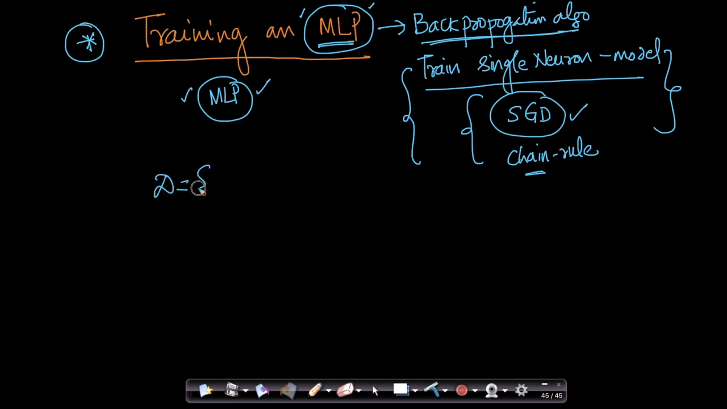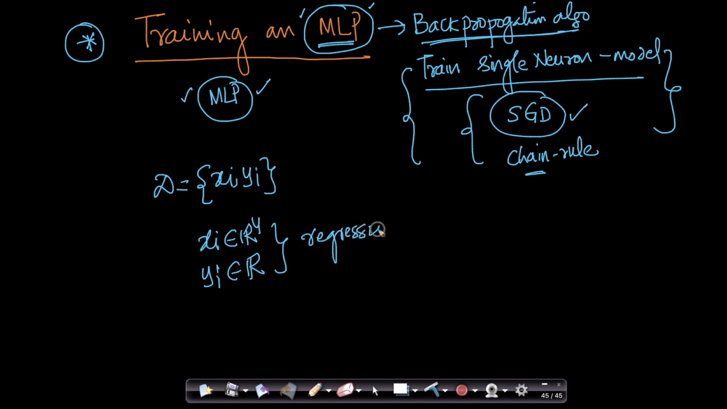So let's start here. Imagine you're given a data set of xi comma yi, where xi belongs to R4, four-dimensional data, and yi belongs to R. Here we want to train a multi-layered perceptron, and this problem is a standard regression problem. In a standard regression problem, a very simple loss function that we have is squared loss. So we'll use this and understand how to train a multi-layered perceptron.